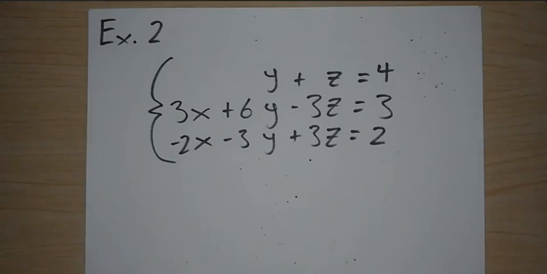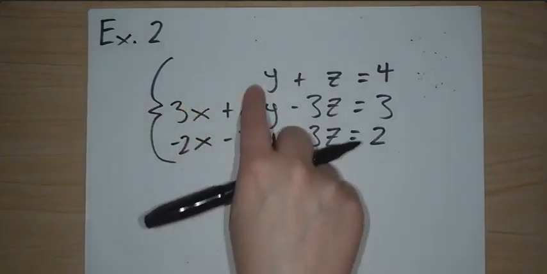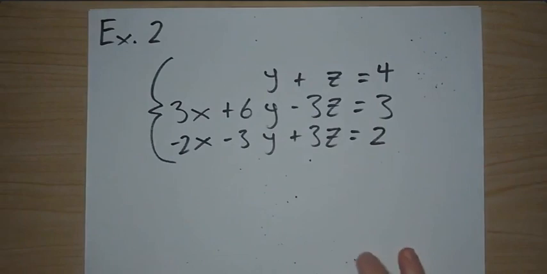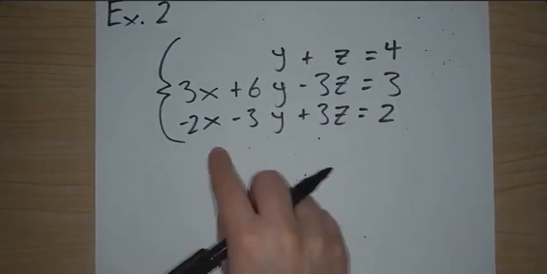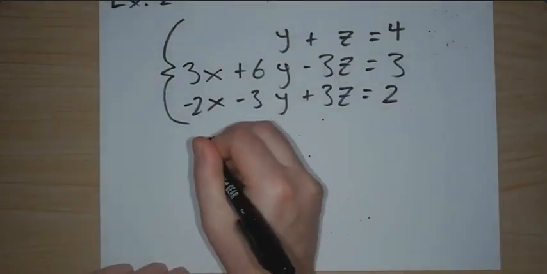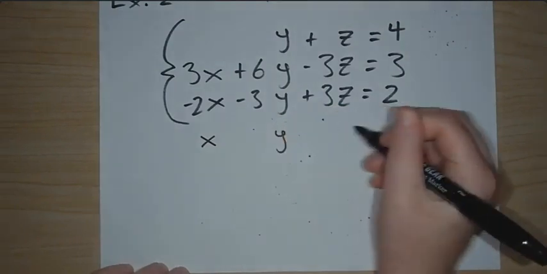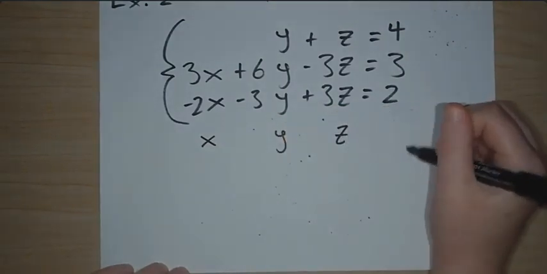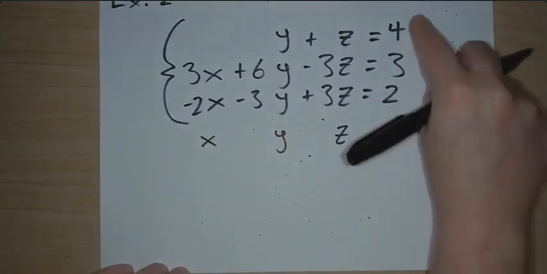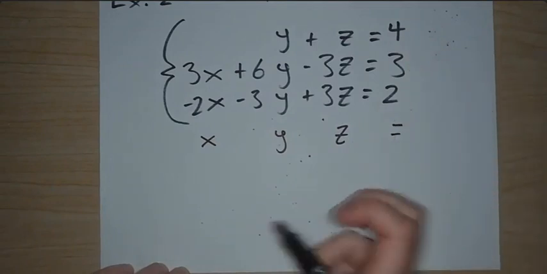So what we need to do to solve this with a matrix on a calculator is put it into the augmented matrix, where we just take the coefficients of each of these columns. So we have an x column, a y column, a z column, and I'll call it an equal column, which is everything on the right side of here.